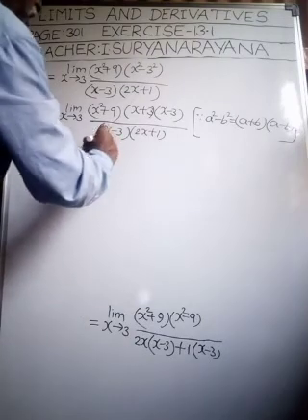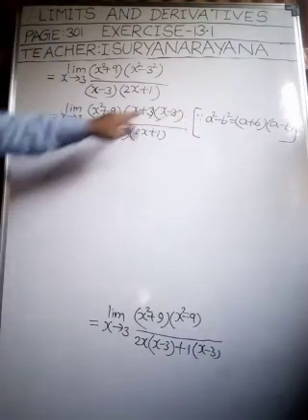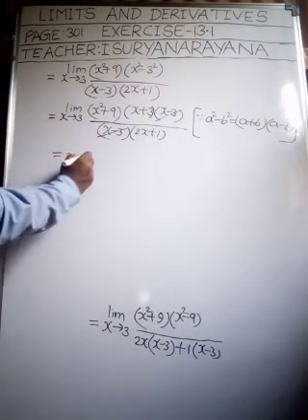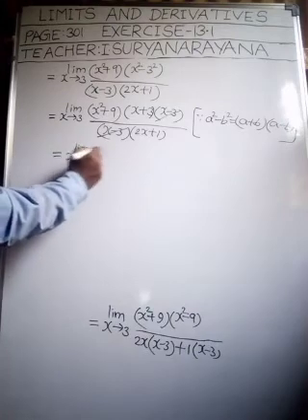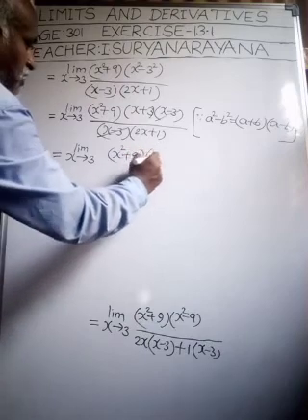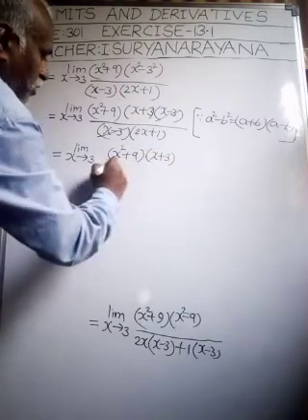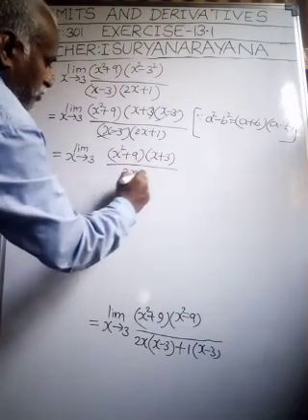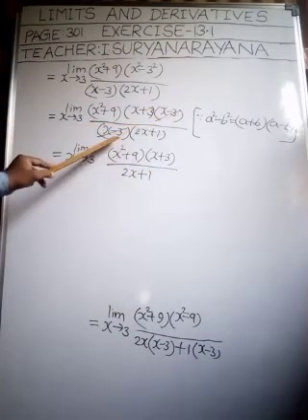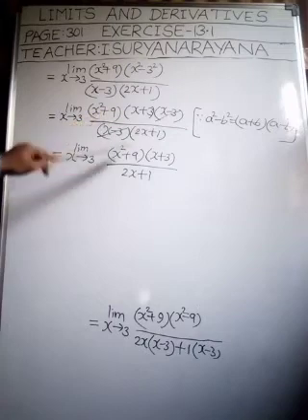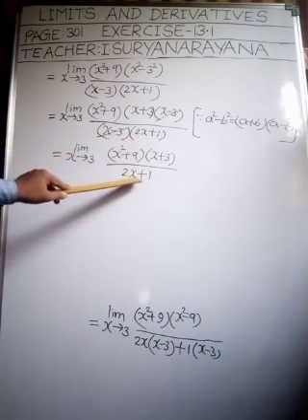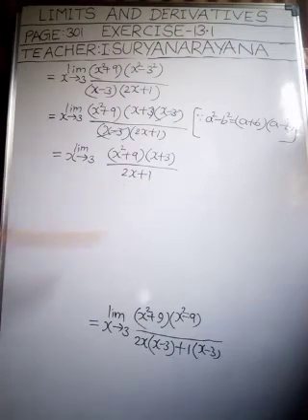Right. Now we strike out x minus 3. Then what is the function left here as x tends to 3? Limit (x² plus 9) into (x plus 3), whole divided by (2x plus 1). By eliminating these two, what is left here? (x² plus 9) into (x plus 3), whole divided by (2x plus 1). Understood this step, my children? Right.